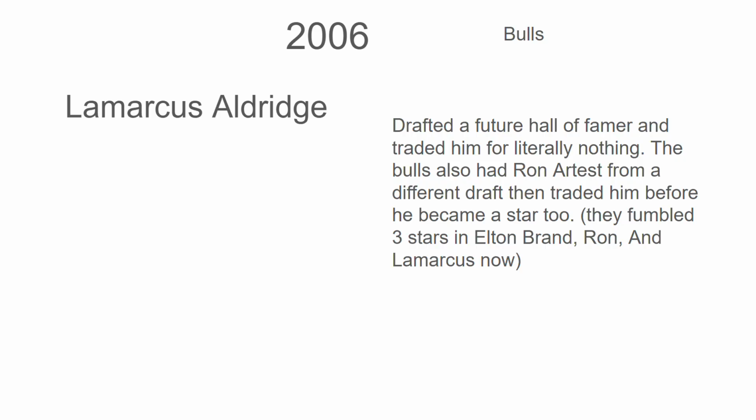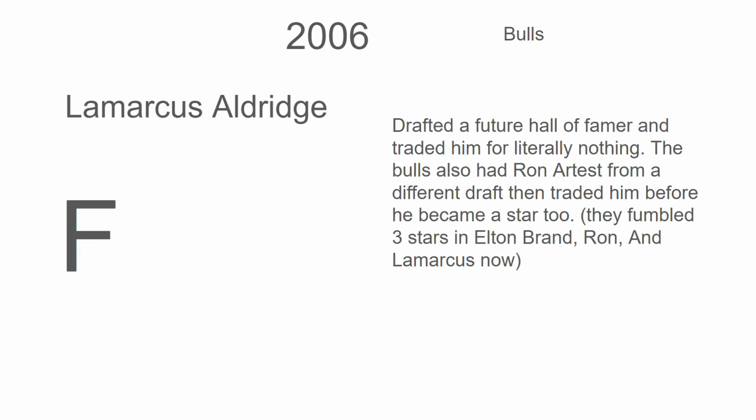In 2006, the Bulls selected LaMarcus Aldridge with the 2nd overall pick. That's a really good pick. But you know what they did with it? The reason why I gave it an F is because they traded him for nothing. They traded him to the Trailblazers for nothing. They traded a future top 20 power forward of all time and Hall of Famer for literally nothing.